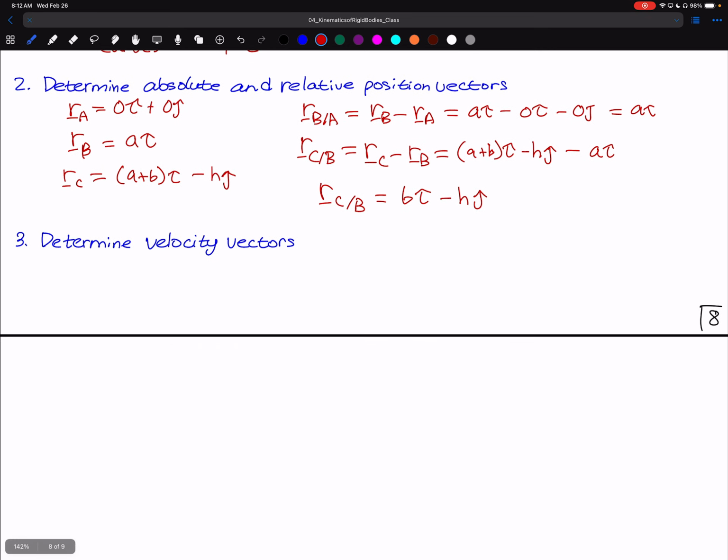Okay, from here we're going to go and determine our velocity vectors. We'll start with point A, and then we'll use point A to go and find what B is. And then we'll use point B to go and find point C. So first, VA equal to 0I plus 0J. Our VB is going to be equal to the velocity at point A plus omega 1 K crossed with R B slash A.